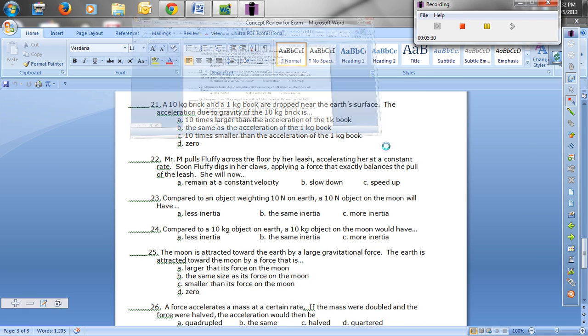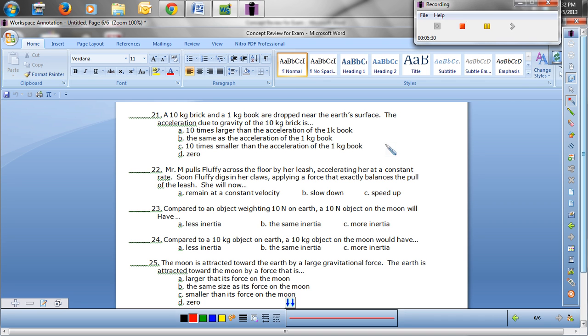Number 21 says a 10-kilogram brick and a 1-kilogram book are dropped near the Earth's surface. The acceleration due to gravity is the same for both of them because it's 9.8 or 10 meters per second squared. Mr. M pulls Fluffy across the floor by her leash, accelerating her at a constant rate. She digs in her claws, applying a force that balances the pull of the leash, so there's no more acceleration.